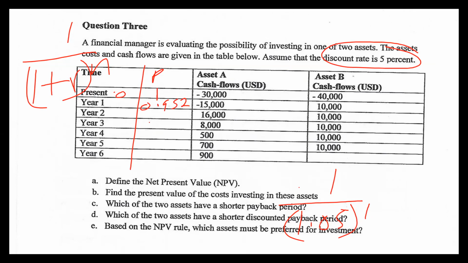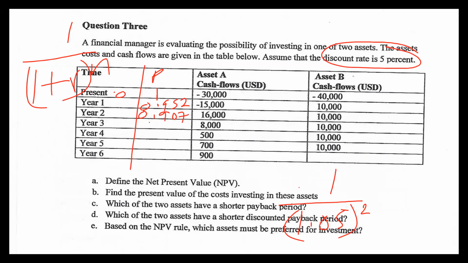In the second year, you just raise this to the power 2. You say 1 divided by 1.05, raising it to the power 2. What do you get? I get 0.907.